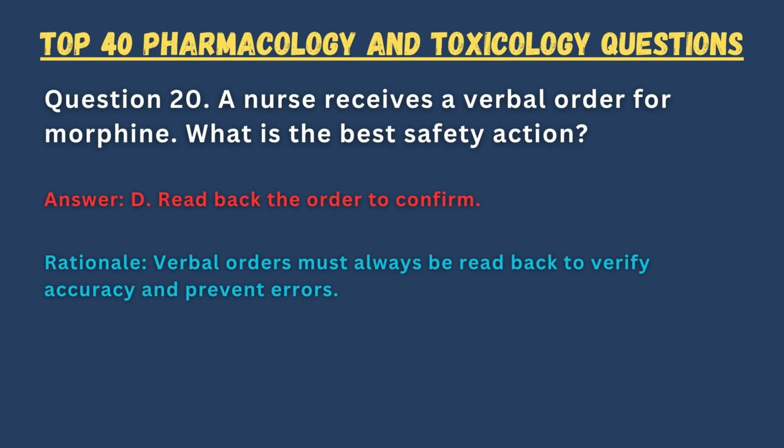Answer: D. Read back the order to confirm. Rationale: verbal orders must always be read back to verify accuracy and prevent errors.